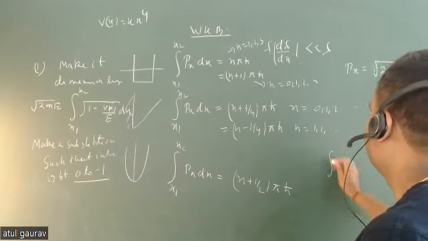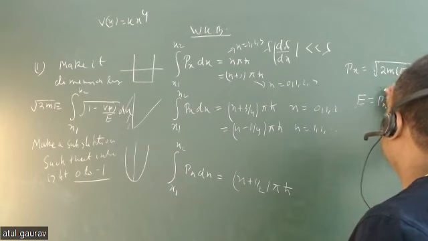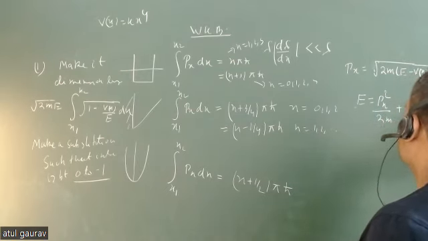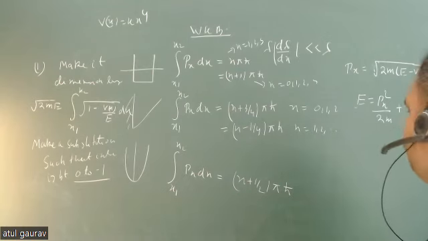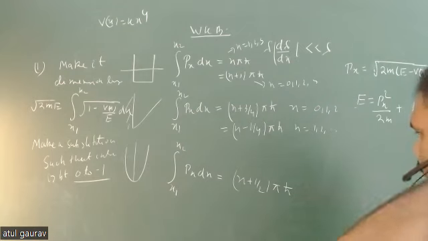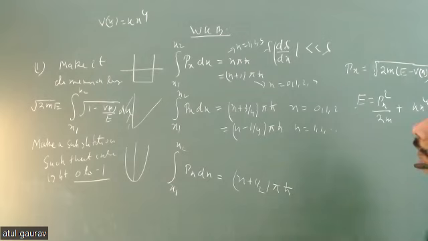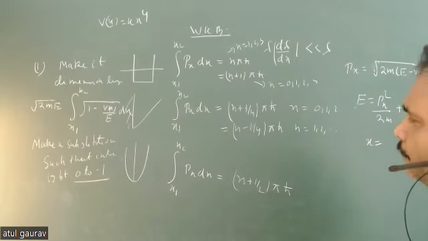From where to where will you go? You will write the expression of energy. Energy is equal to nothing but Px square upon 2m plus potential, and this potential is kx to the power 4. And for the turning point, what do you have to do? Tell me, what will be the turning point? Px is equal to 0. So what will be the x value? What will the value of x be?